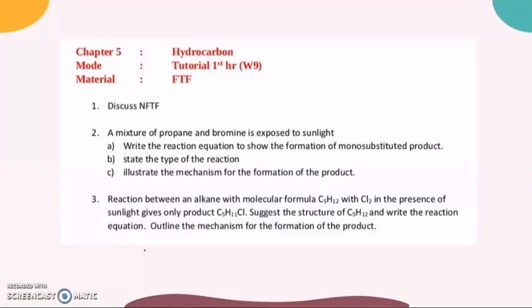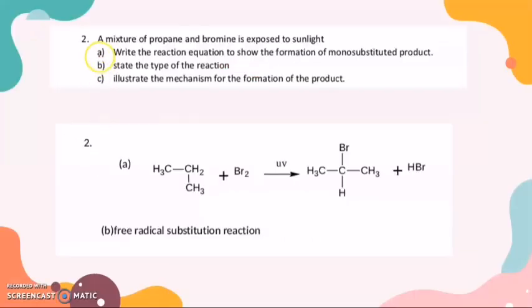So to explain this mechanism, I will use your tutorial question, and you may refer to the question for week 9, first hour. So I will start with question number 2. For A and B, we already discussed in class. A mixture of propane and bromine is exposed to sunlight. Write the reaction equation to show the formation of the mono-substituted product.